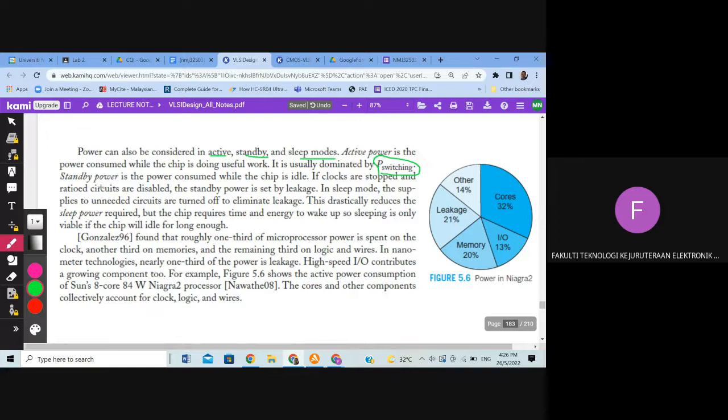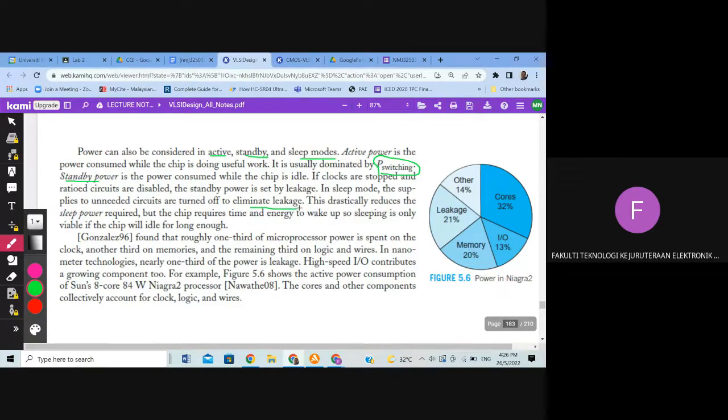Standby power, or sometimes we call it idle power, is normally not much consumed in the chip. If clocks are stopped and radio circuits are disabled, the standby power is set by leakage. So normally the standby power is determined by leakage power. In sleep mode, the supplies to unneeded circuits are turned off to eliminate leakage.